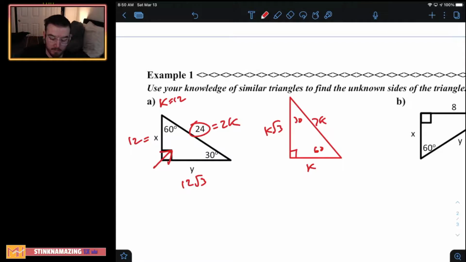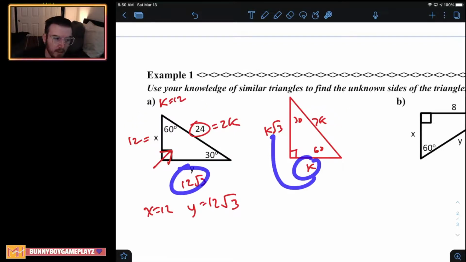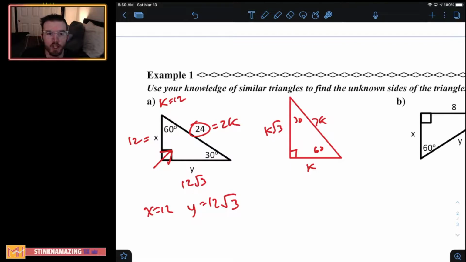That's it. That truly is it. It really can be that quick. And you can see how it's following this pattern. You double 12 to get 24, check, and you multiply k by root 3 to get the long side, 12 root 3. That's all that has to happen. Okay?